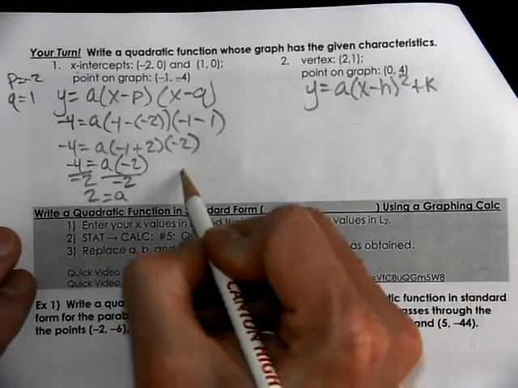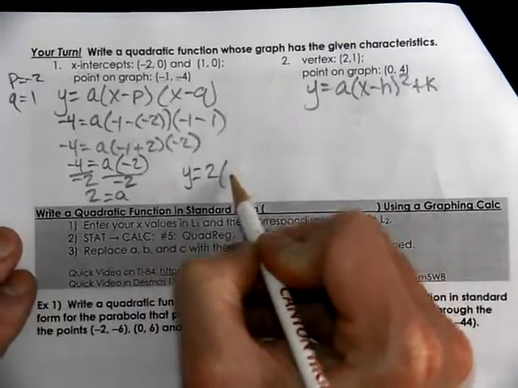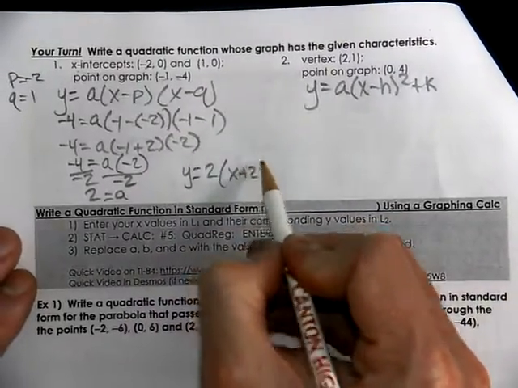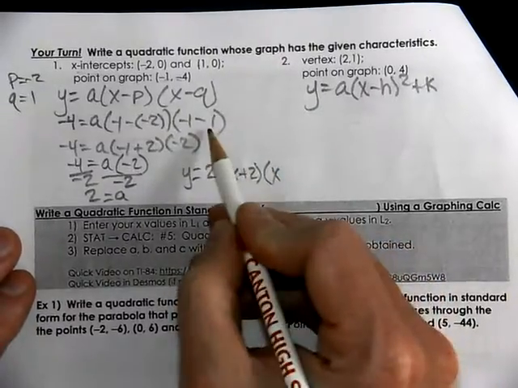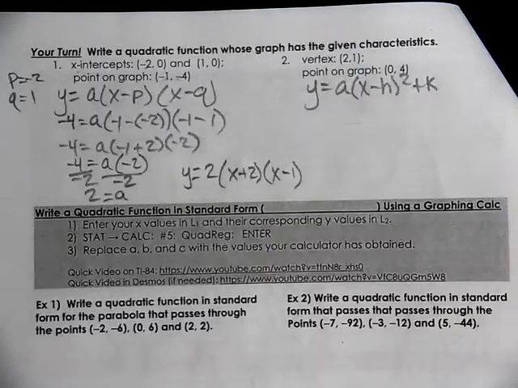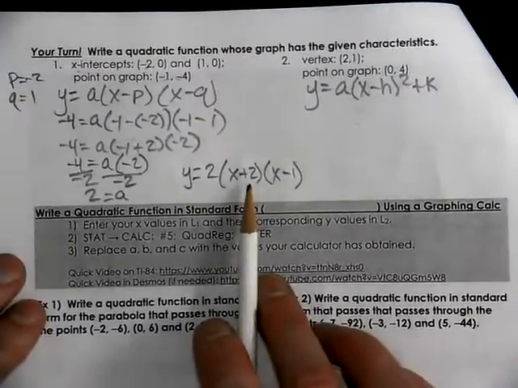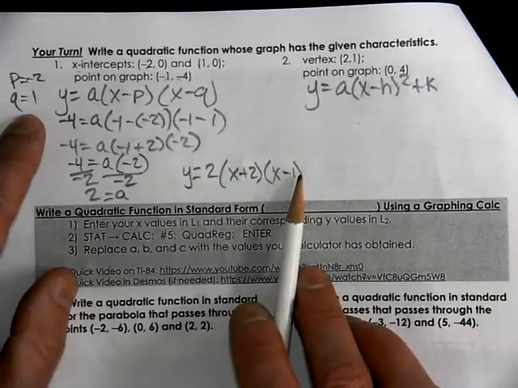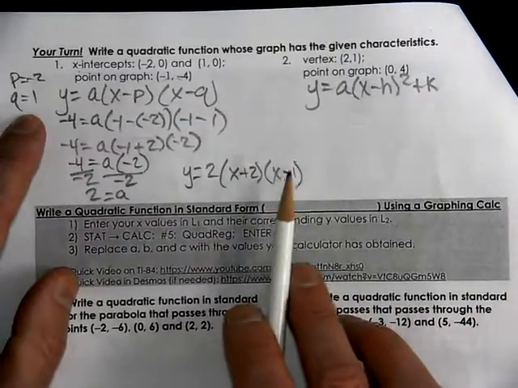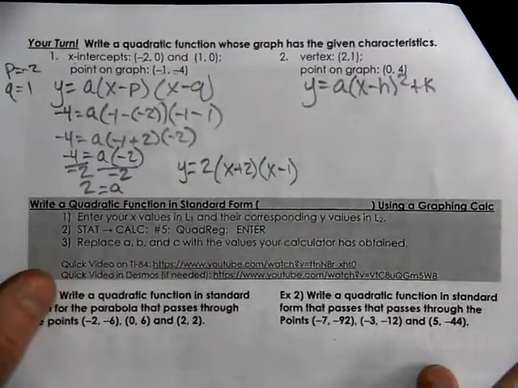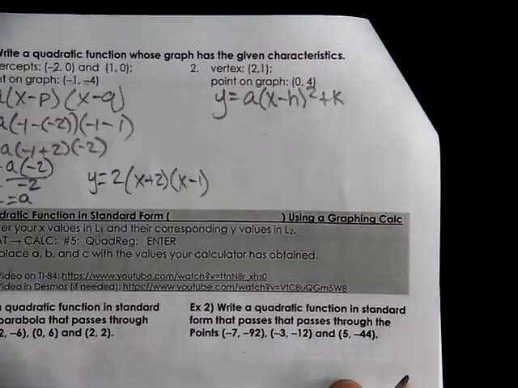So I'm ready to write my equation. 2(x plus 2)(x minus 1). Because my p is a negative 2, it looks like a plus 2, and because my q is a positive 1, it's x minus q, so it's x minus 1. This side is your vertex form.